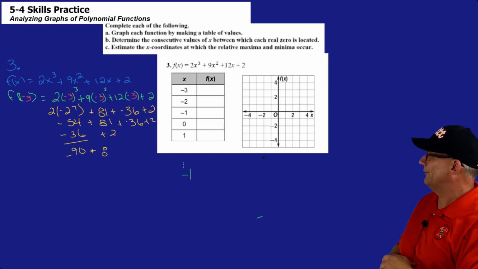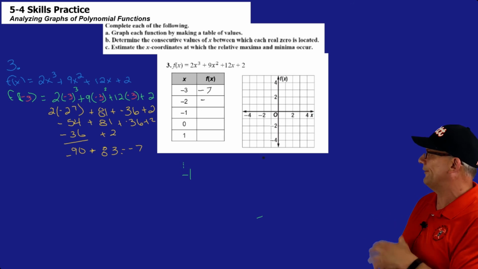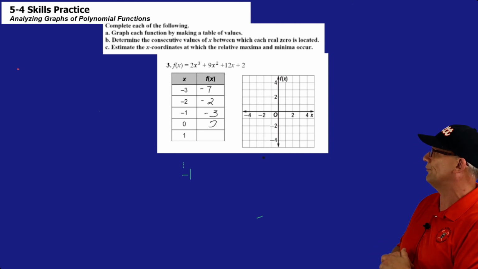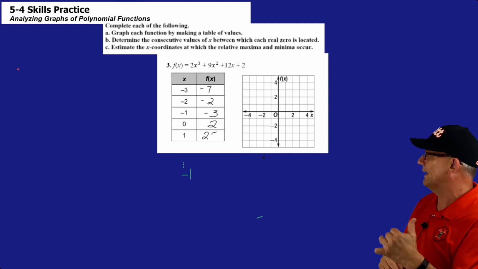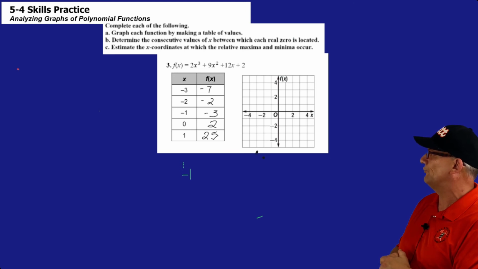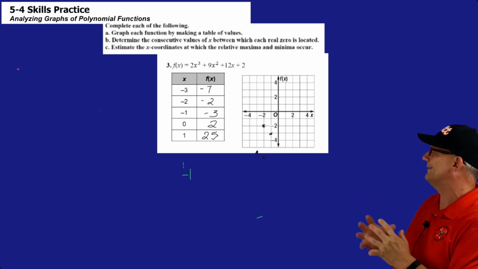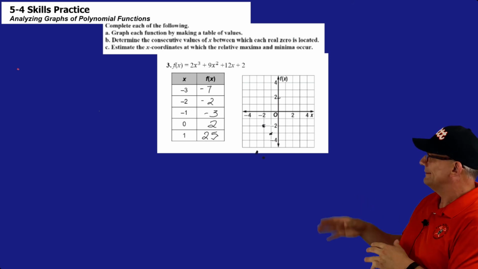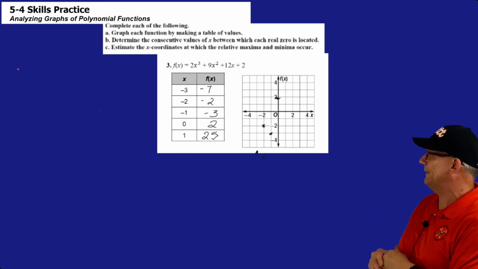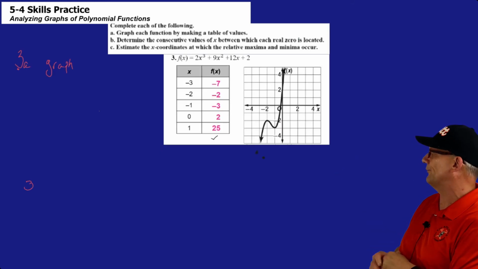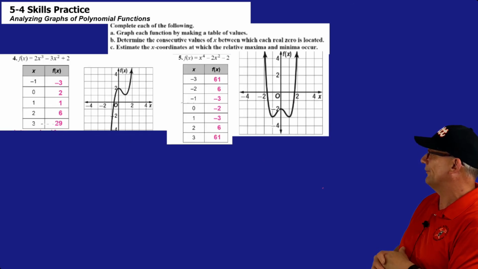All right, so -90 plus 72, right? Oh, 83, I'm sorry. And equals -7. So -3, -7 is our first coordinate. -2, -2, -1, -3, 0, 2, and 1, 25. So let's plot the points. Okay, -3, -7, right? -2, -2. Then we're gonna connect all the dots with one line, right? And then you'll be able to tell where the relative maximum and minimum is and where the zeros are in terms of x, okay? So 3b, what are the maximum and minimum?